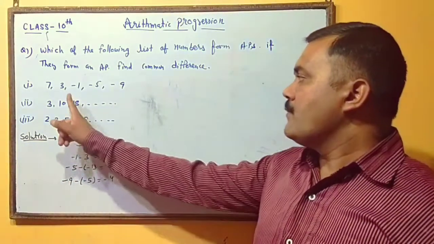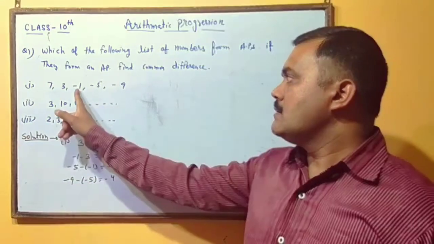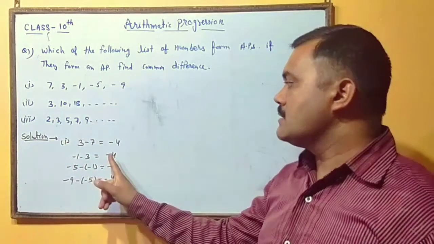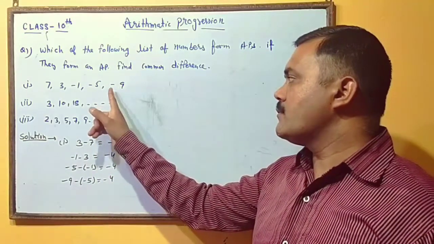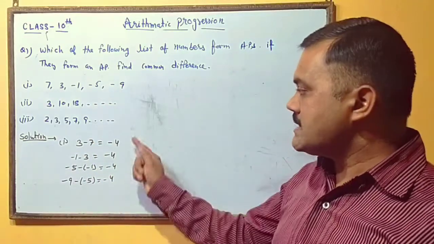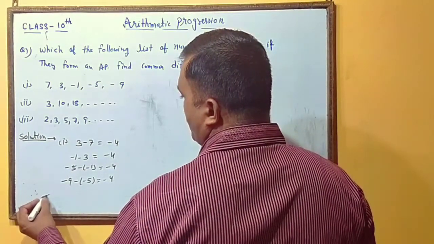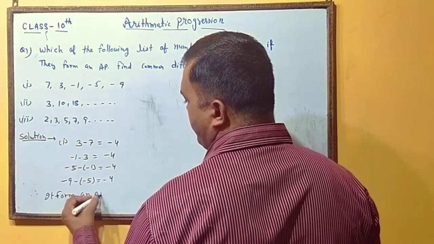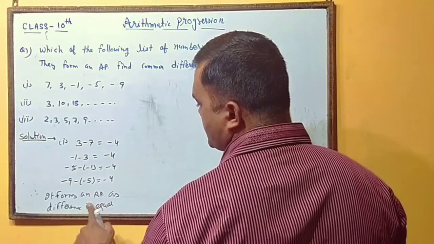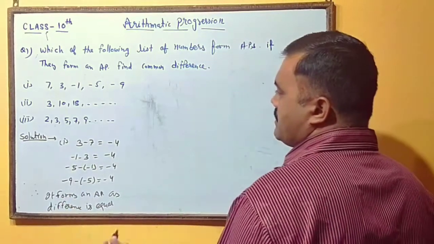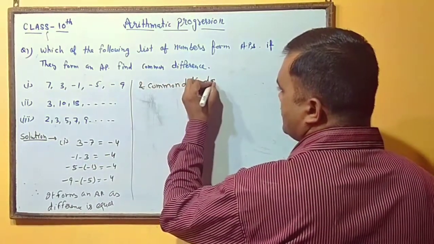So you can see when I subtract the first term from the second, I got minus 4. Second term from third, I got minus 4. Third term from fourth, I got minus 4. And fourth term from fifth, I got minus 4. So you can see here the difference is common. Therefore, it forms an AP as the difference is equal or common. So what will be D? The common difference is D equals minus 4.